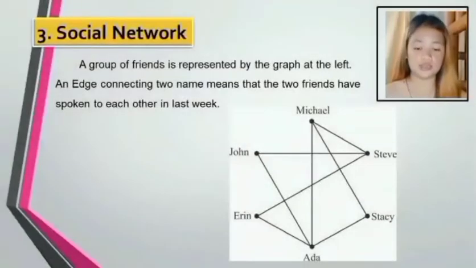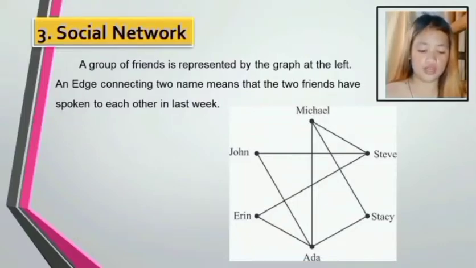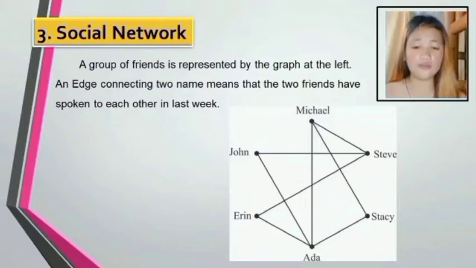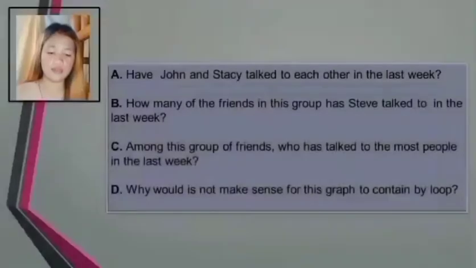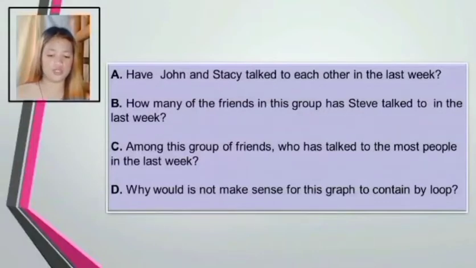Number 3, the social networks. A group of friends is represented by the graph at the left. An edge connecting two names means that the two friends have spoken to each other in the last week. So as we see, every person in the group of friends has a connection with each other. We have here the 4 questions.